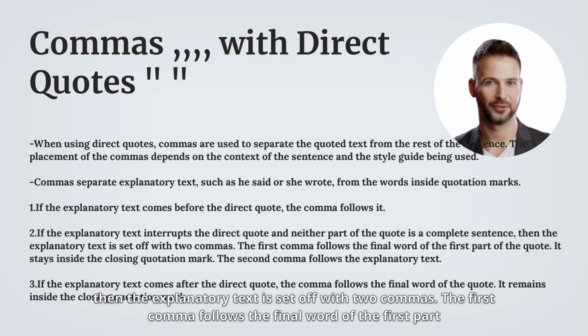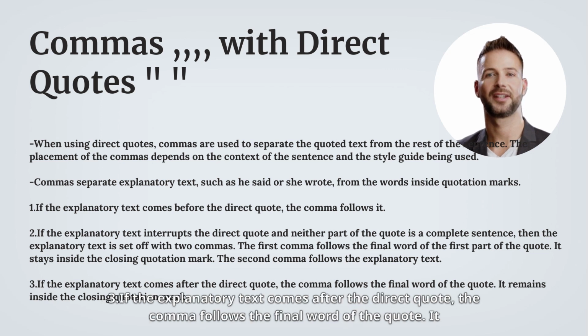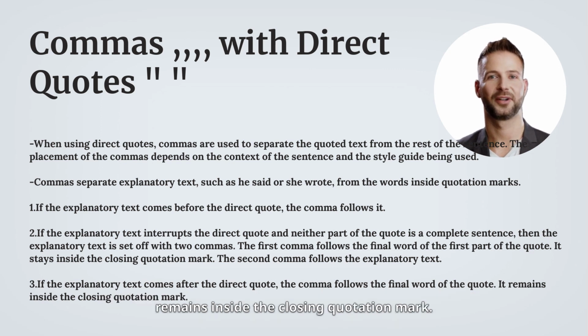The first comma follows the final word of the first part of the quote. It stays inside the closing quotation mark. The second comma follows the explanatory text. 3. If the explanatory text comes after the direct quote, the comma follows the final word of the quote. It remains inside the closing quotation mark.